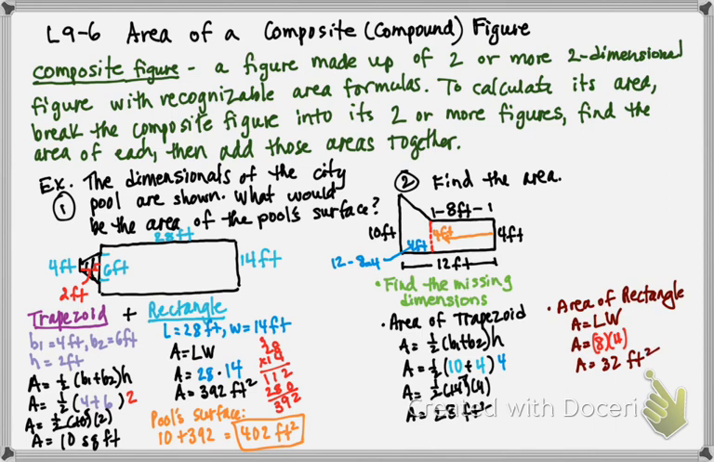So first thing we did was figure out how to break the shape up. Second thing we did is figure out the missing dimensions. Third thing we did was find the area of each of the pieces. Now we only split it into 2 pieces. Sometimes we can split things more than that. Okay, so now we're going to combine the areas.